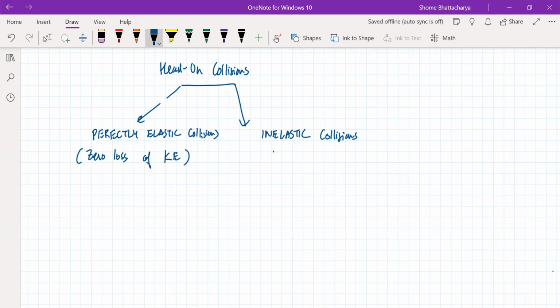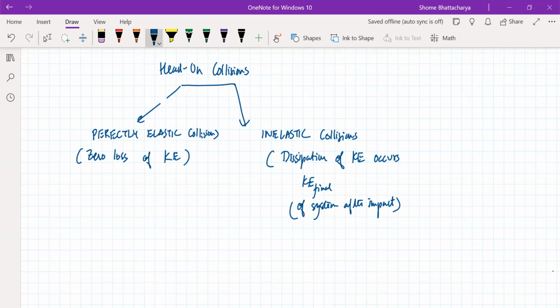These are ones where there is dissipation of kinetic energy that occurs. So the final kinetic energy of the system after impact is invariably less than the initial kinetic energy before impact.